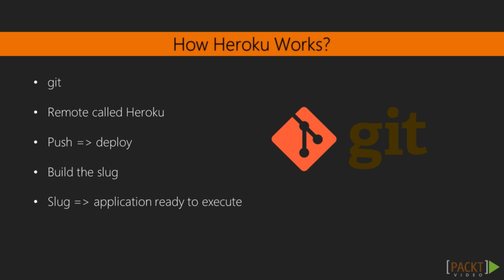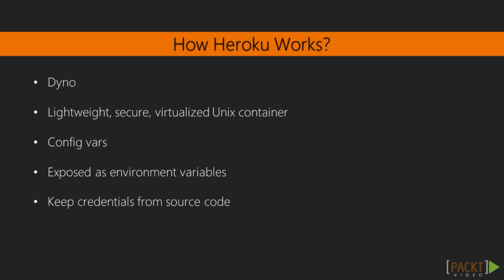The slug is the bundle of your source with fetch dependencies, configuration, generated assets, and everything else that might be needed to have the application ready for execution. That slug is put on the dyno. You can think of the dyno as a lightweight, secure, virtualized Unix container that contains your application slug in its file system. The configuration of the environment is kept in the config vars.